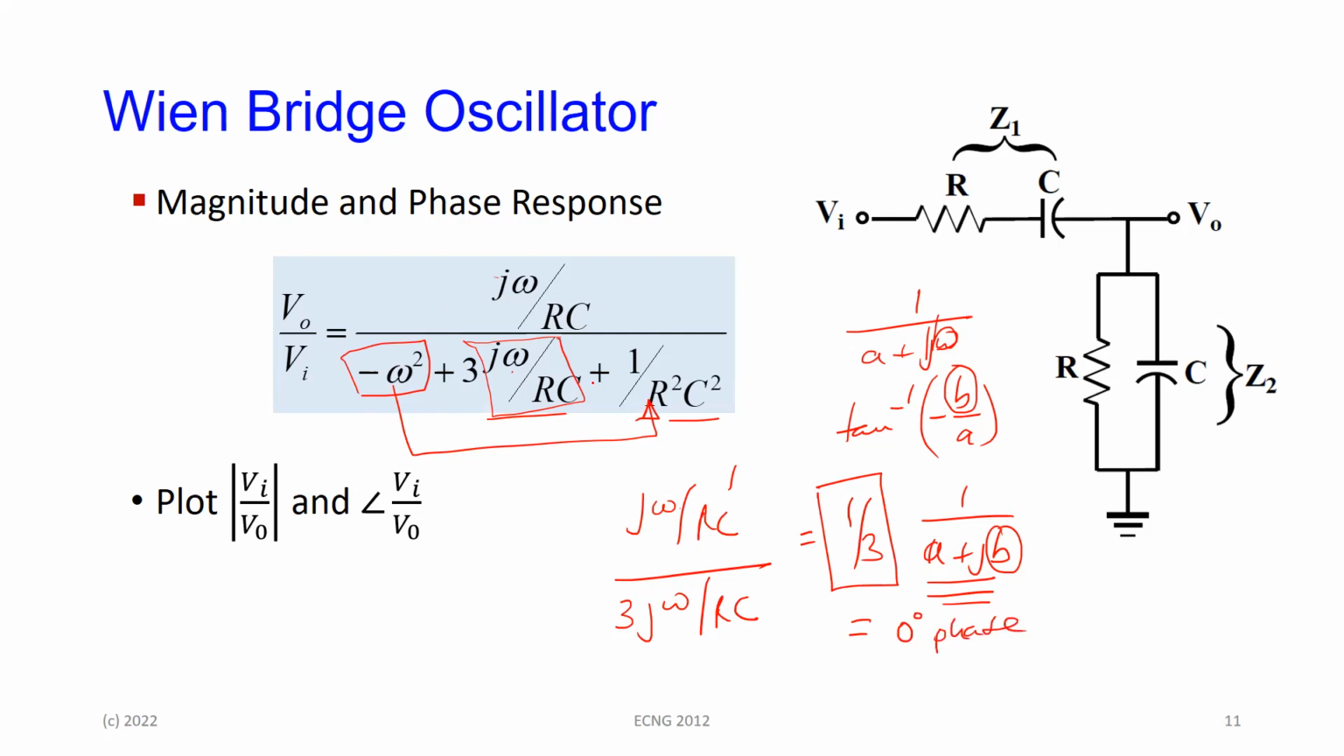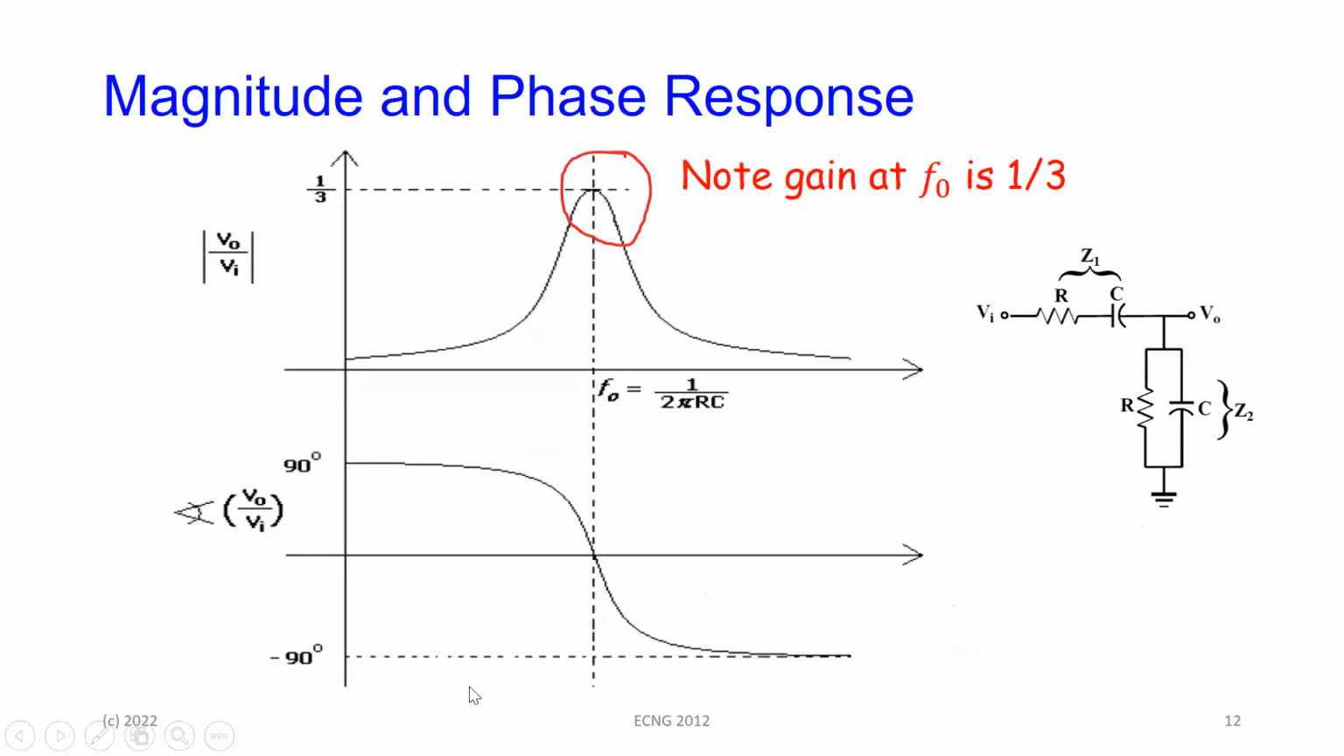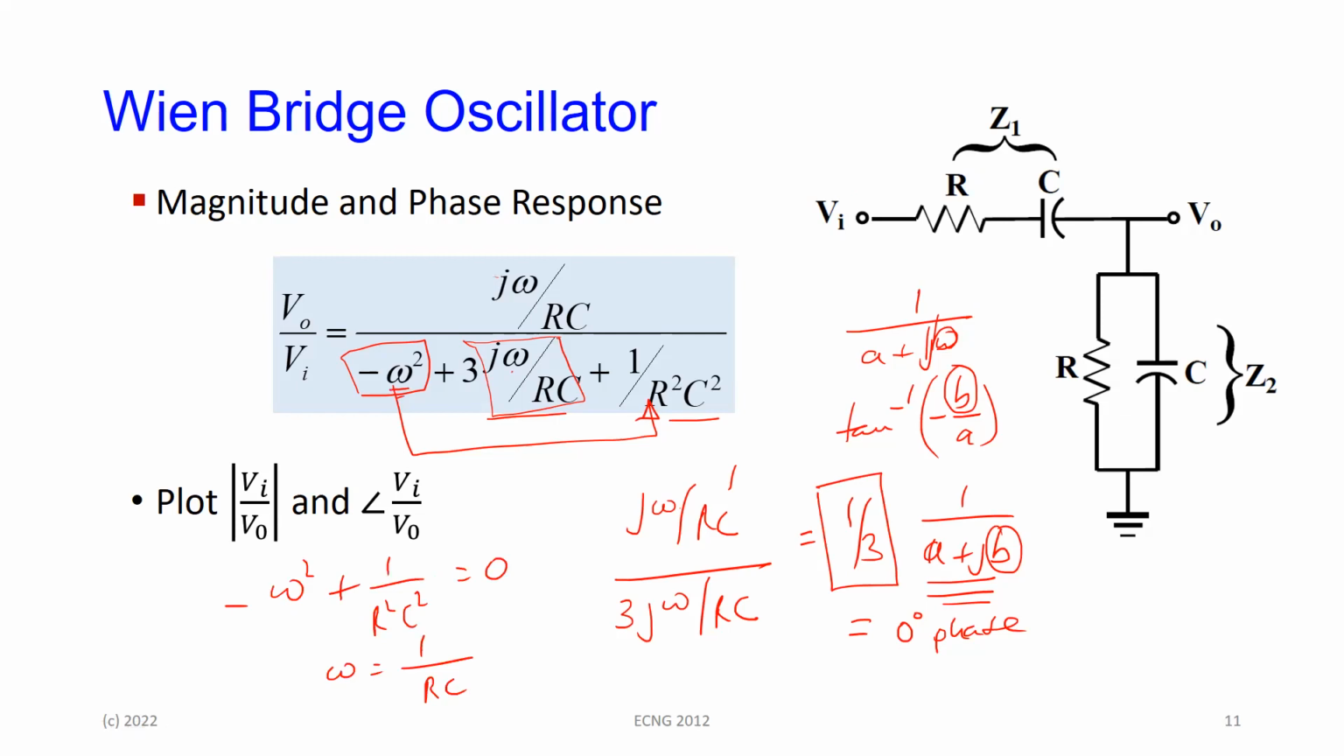So I can also do it in this case if I were to make this part, minus omega squared plus 1 over R squared C squared, equal to 0. And what value of omega will make this equal to 0? You get again that omega is equal to 1 over RC. So in other words, this particular circuit also, we're proving here that the gain is a third. It oscillates at omega naught equal to 1 over RC.